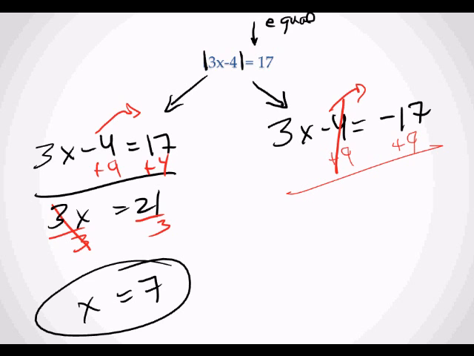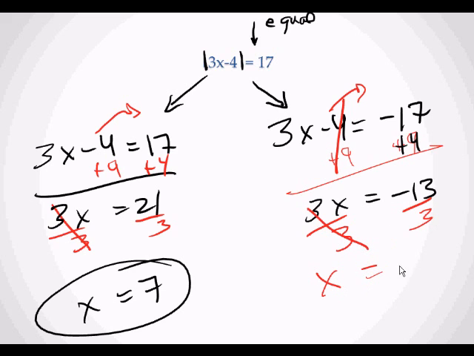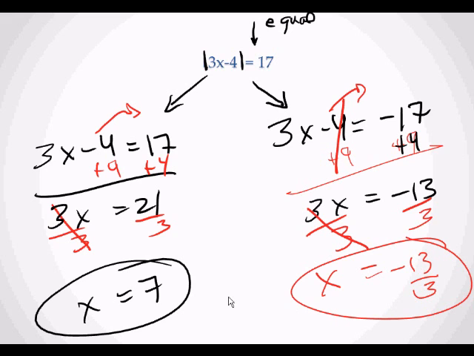Here's one answer. Here we got to get rid of the 4. Add 4 to both sides. 4 minus 4 is 0. Left with 3x equals, this is a plus 4. Negative 17 plus 4 is a negative 13. Divide both sides by 3. X equals a negative 13 over 3. Doesn't reduce, so we keep it like that.